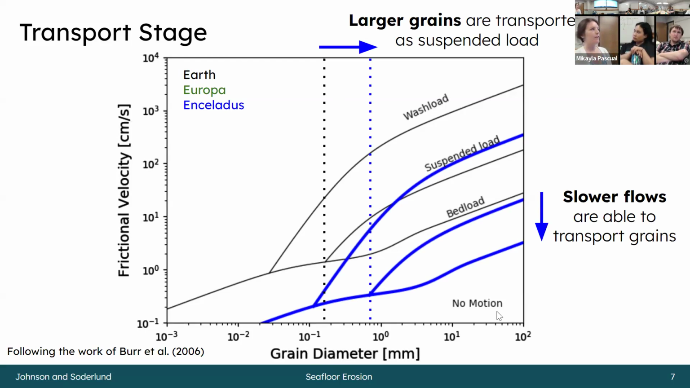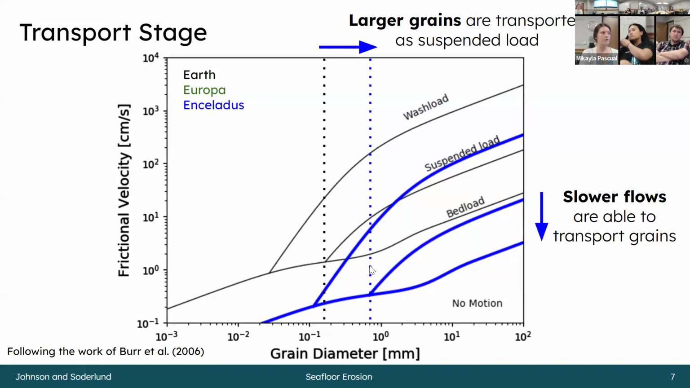If you look at the bifurcation point here for Earth, the transition between bed load and suspended load is happening at around 0.1 millimeter grains, whereas for Enceladus, it's happening almost an order of magnitude higher. And so that means that any particles that are smaller than about 1 millimeter on Enceladus are just not able to ever be transported as bed load. As soon as they start moving, they'll be into the suspended load regime.